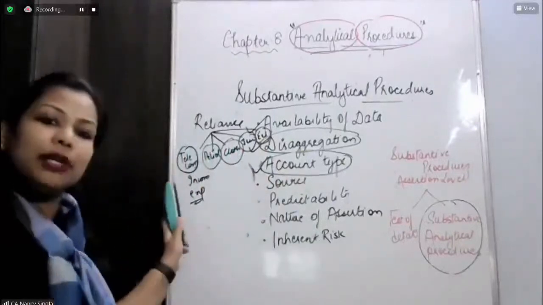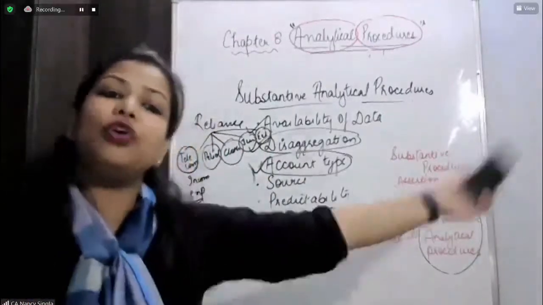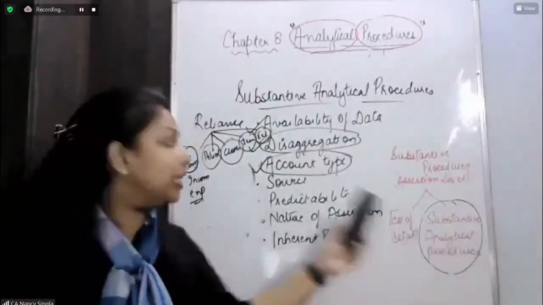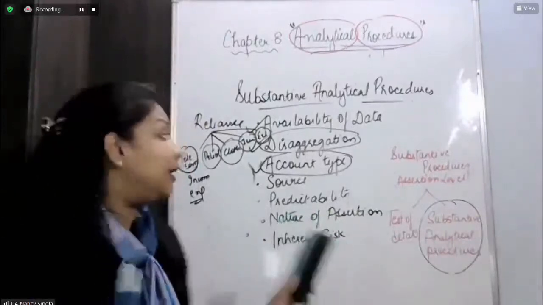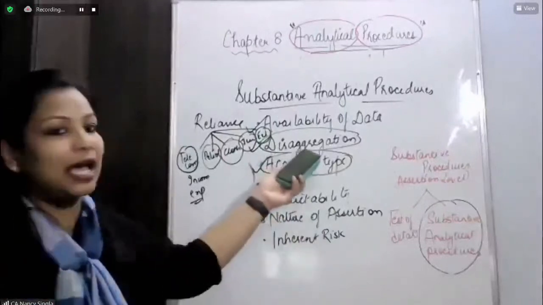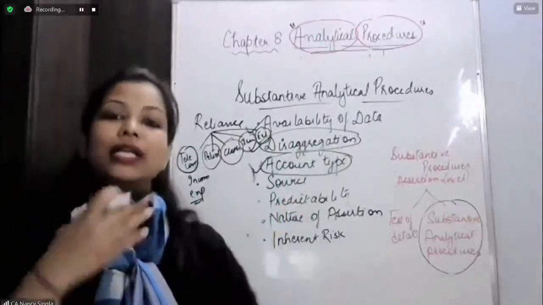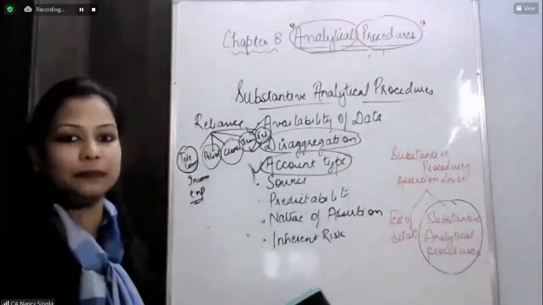Let's say it is available for the current year, but in case it is not available for the previous years, will you be able to apply that analytical procedure? No. Why? Because the data is not segregated. See, what is disaggregated? Segregated or divided into segments, like the divided data.